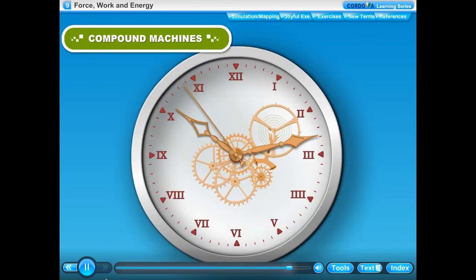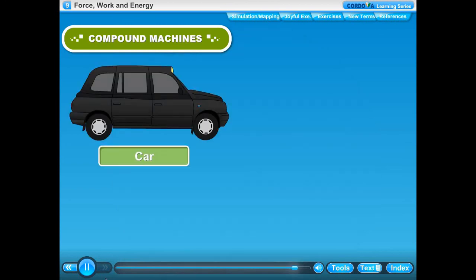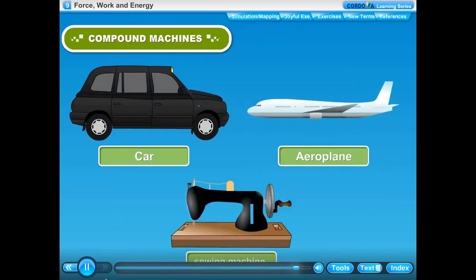Compound machines. If we open up a clock, we find several simple machines inside it. Similarly, cars, aeroplanes and sewing machines also consist of several simple machines. Such machines are called complex machines or compound machines. Machines have made our life simple. We must take care of machines and maintain them properly.